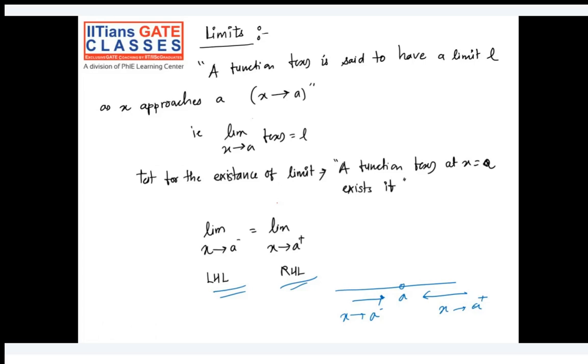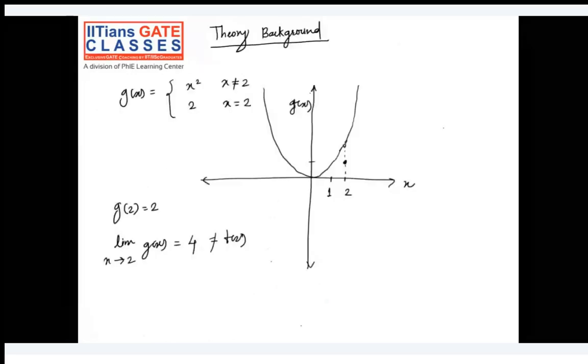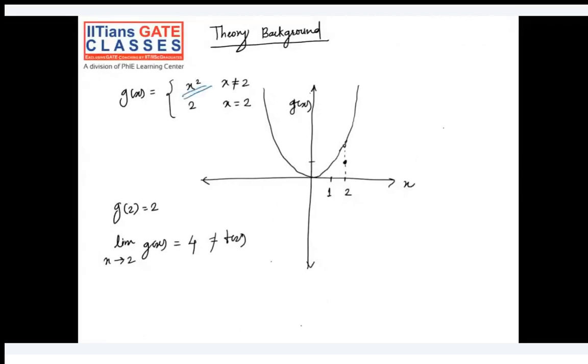Let's study some practical questions on it to gain more understanding. Let me show you one figure, then things will be more clear. Let's study this theoretical background. I have given a function to you, which is g of x. The value of g of x is equal to x square when x is not equal to 2, and the value of the function is 2 when x is equal to 2.